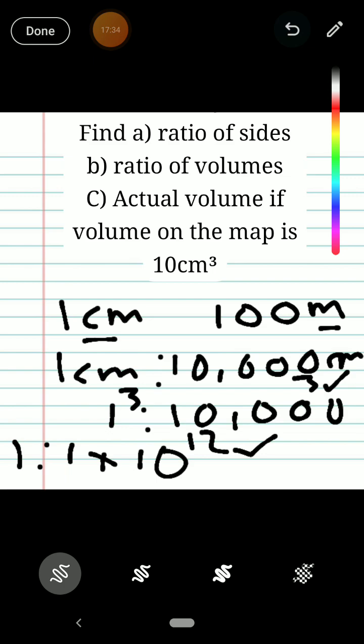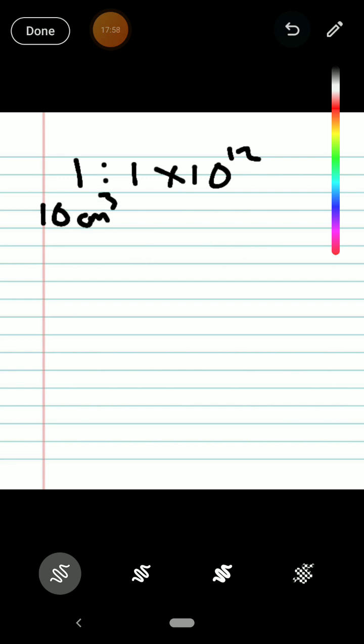Question C: actual volume if the volume on the map is 10 centimeters cubed. We have 1 times 10 to the power 12. They've said the actual volume is x if the volume on the map is 10 centimeters cubed, so we can cross multiply. 1 times x is x.